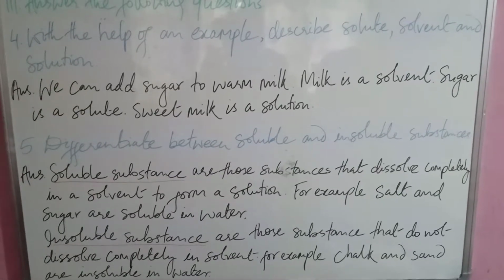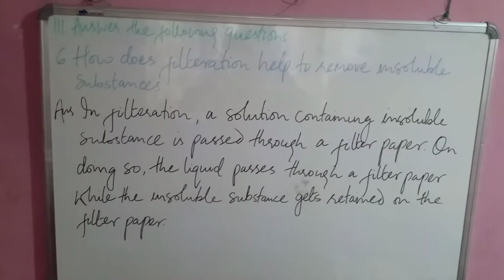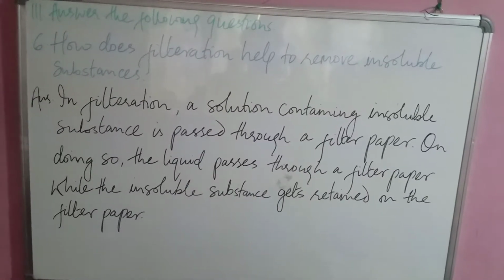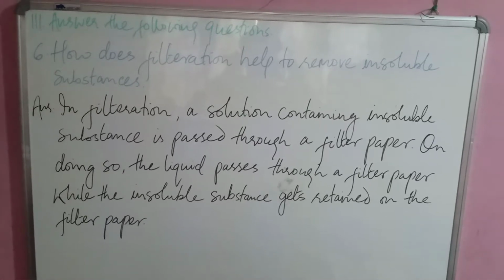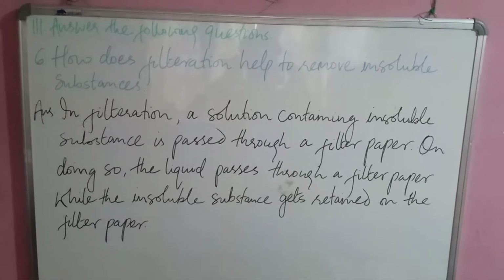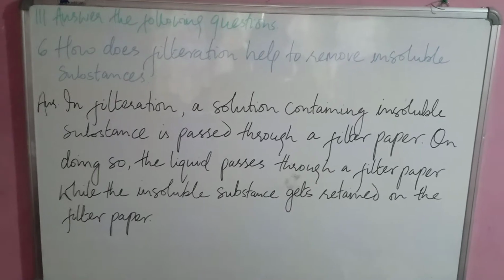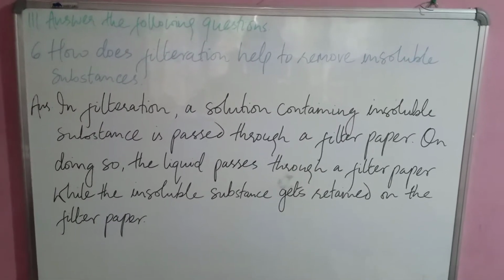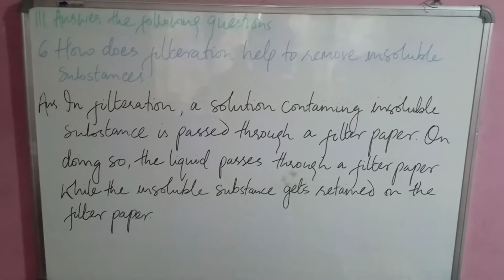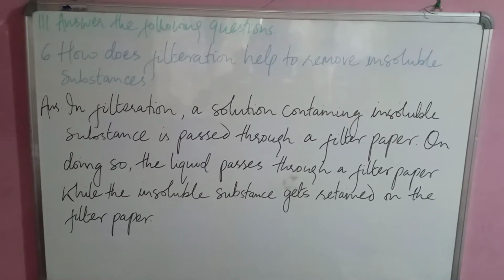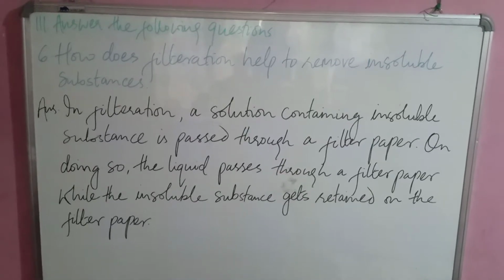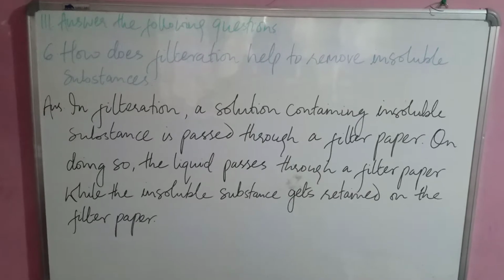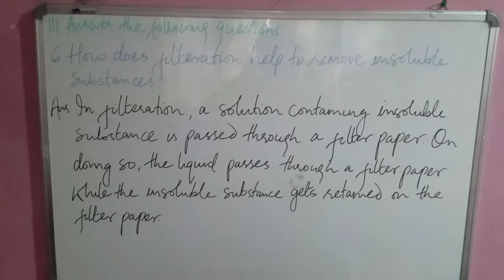After this, question 6, how does filtration help to remove insoluble substances? What you can write is, in filtration, a solution containing insoluble substance is passed through a filter paper. On doing so, the liquid passes through the filter paper while the insoluble substance gets retained on the filter paper.